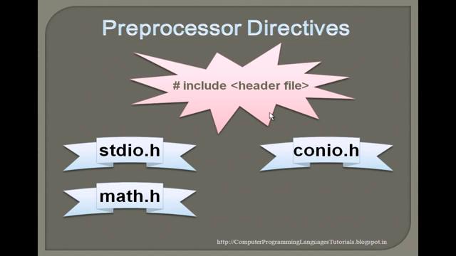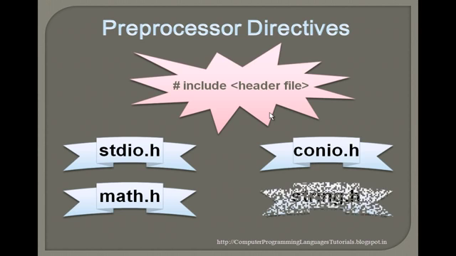Math.h, mathematical standard functions are available under the math.h file. String.h, string means what? A set of characters. It also has a number of functions. We will see this file later. But as you know, every program must contain input output functions and console functions. Therefore, in every program you have to include the stdio.h and conio.h header files. By using hash, you can also define a constant.